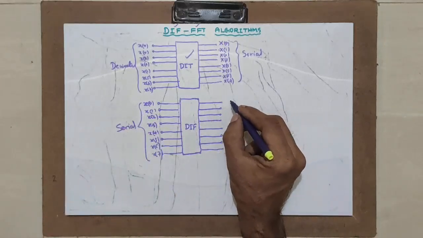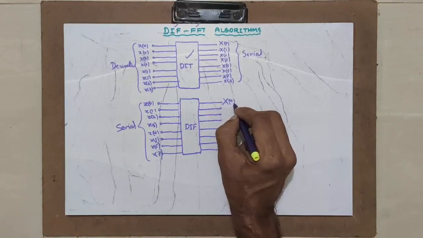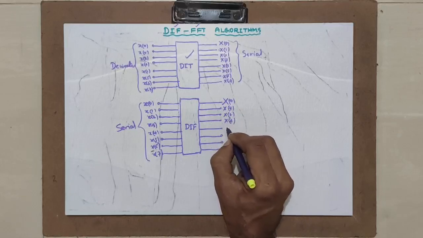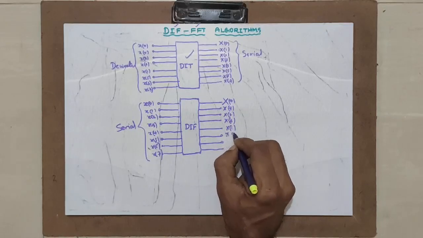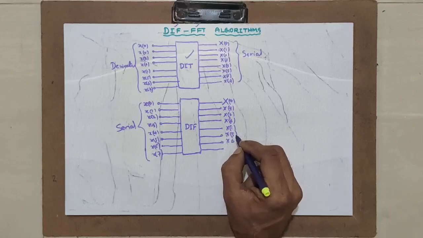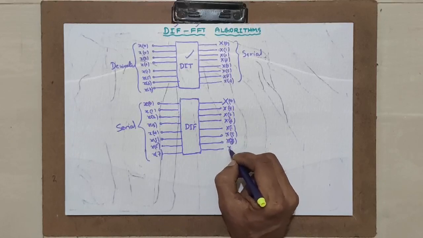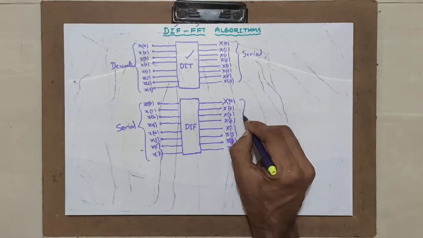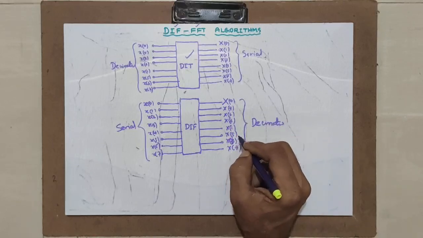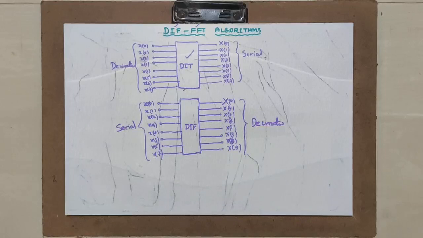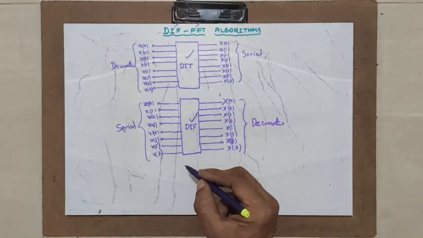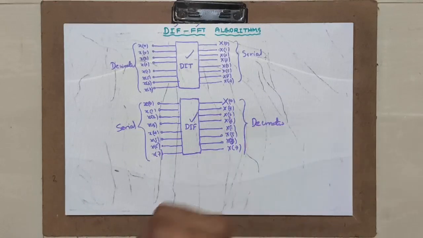Now at the output, first X0, then X4, then X2, then X6, X1, X5, X3 and X7. This is decimated. On the frequency side it is decimated, and it is serial on the time side. That's the difference between DIT and DIF: decimation in frequency happens.